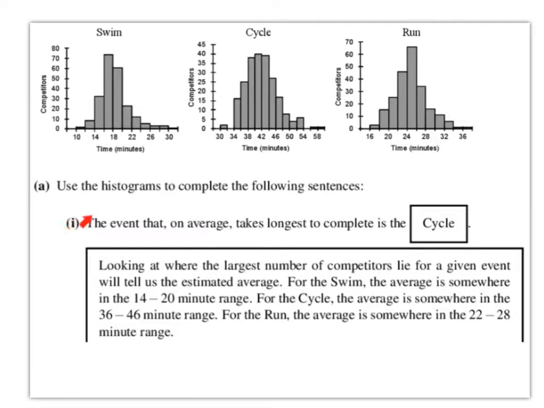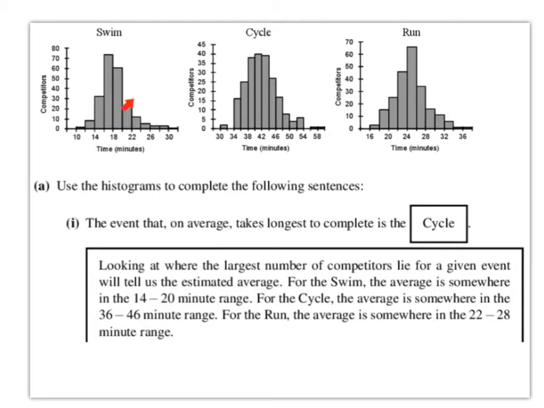Number 1. The event that, on average, takes the longest to complete is the cycle. So the cycle takes the longest to complete, and this is the reason why. Looking at where the largest number of competitors lie for a given event will tell us the estimated average. For the swim, the average is somewhere within the 14 to 20 minute range.